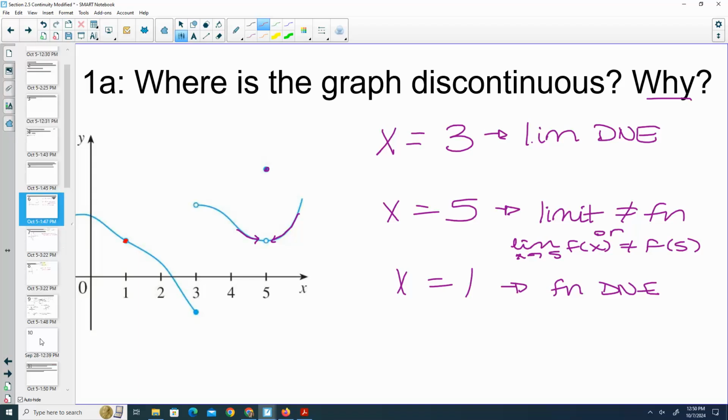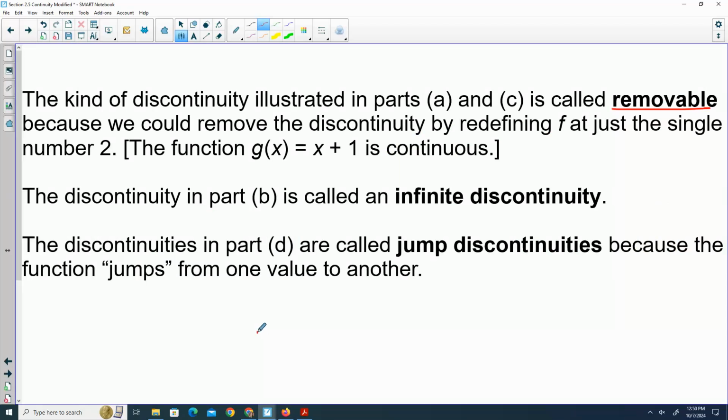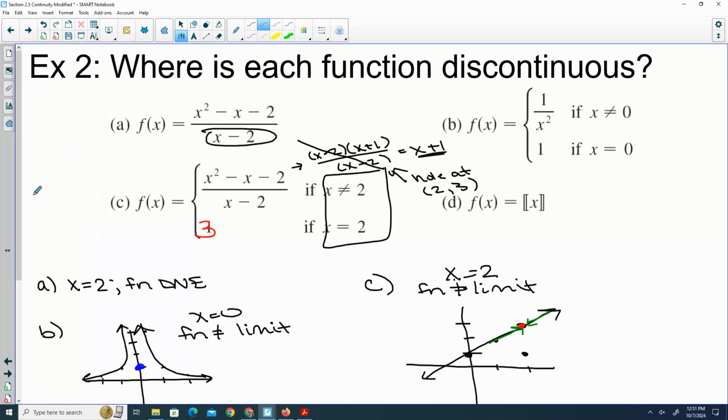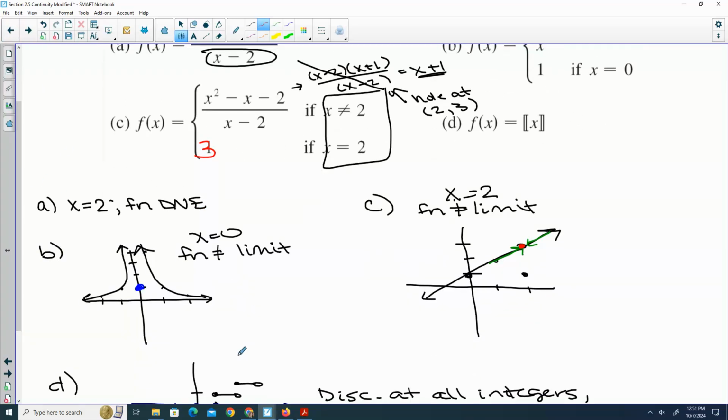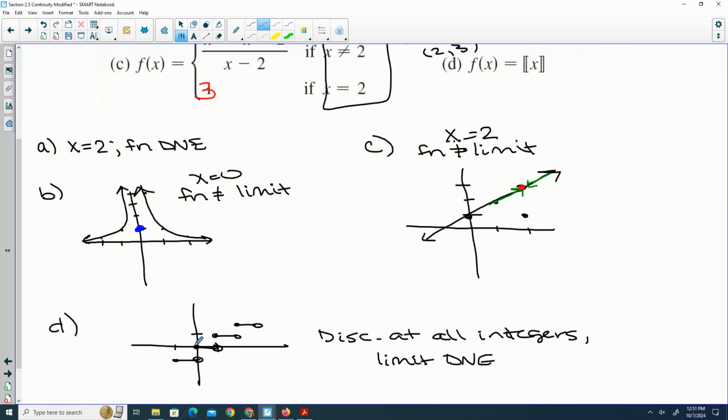The second type of discontinuity is an infinite discontinuity. You have an infinite discontinuity when something's going to infinity, so when your limit is going to infinity. If we look back on part B, the limit was going to infinity. What causes our limit to go to infinity? The fraction. Yeah, when we have those vertical asymptotes. So vertical asymptotes are going to create infinite discontinuities. The final type is what we're seeing on part D, where you jump from one step to another. That is called a jump discontinuity.